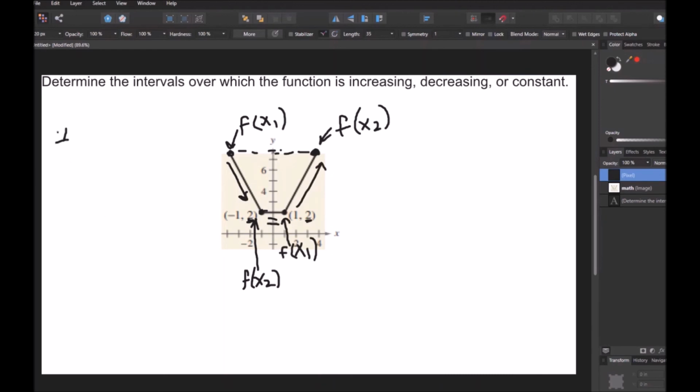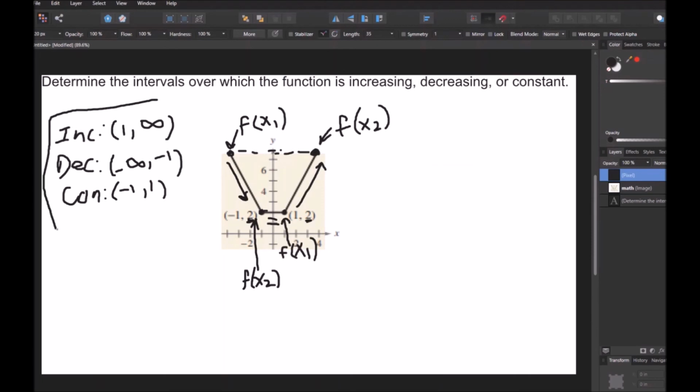So when I go to write my final answer, I'm going to write increasing on 1 to infinity, decreasing on negative infinity to negative 1, and constant, which I'm going to abbreviate as CON, on negative 1 to 1. So this would be your answers for that one.